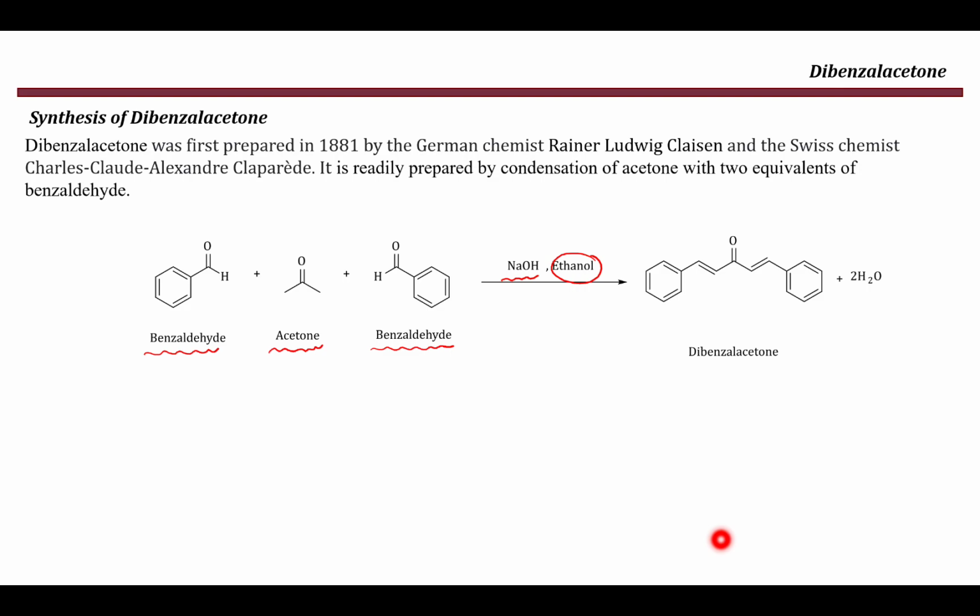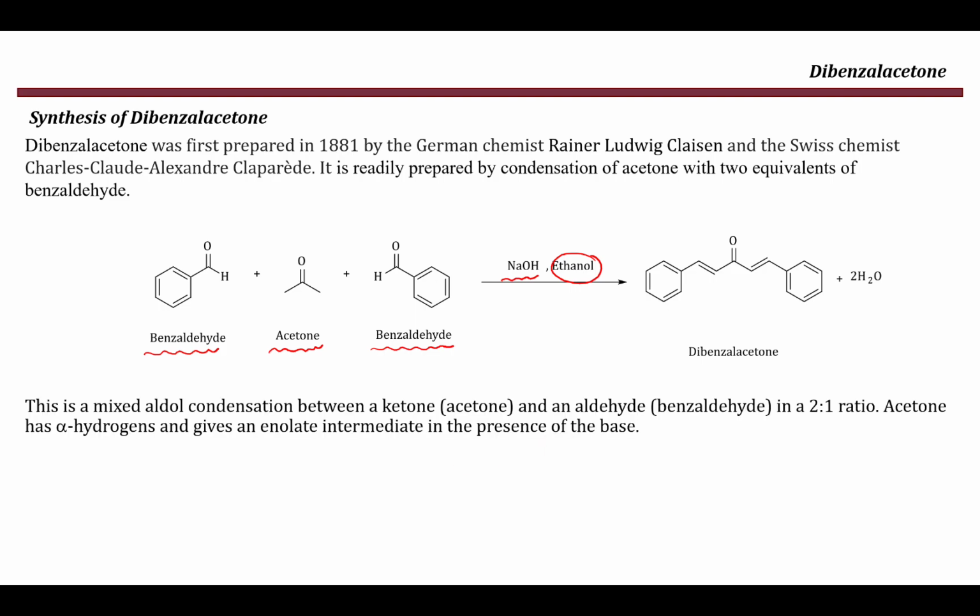This is an aldol condensation. This is an example of an aldol condensation reaction where 1 mole of acetone reacts with 2 moles of benzaldehyde to give the desired product. Now, why does this reaction occur in this way? Acetone and other aldehydes or ketones have this alpha carbon, which has an alpha hydrogen, which is highly acidic.